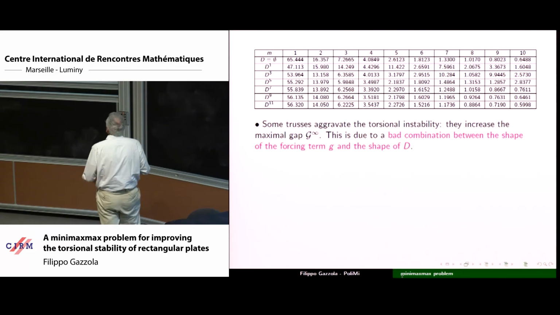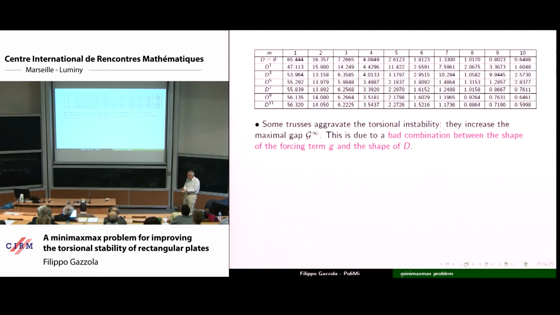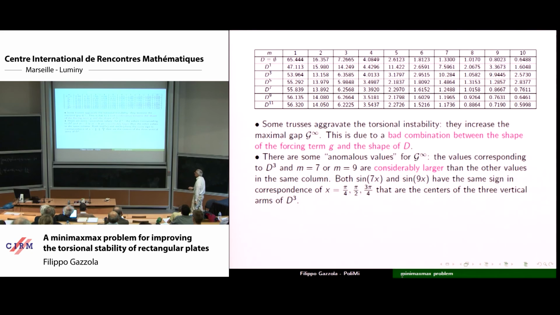Well, first of all, there are some trusses that aggravate the performance of the force. Why? Because there is a bad combination. If you strengthen only where the force, let's say, pushes upwards and not where it pushes downwards, then you will have a worse performance. It's kind of taking the absolute value. You see, if you have sign changing, they compensate. So this tells us immediately that it is not true that any truss you put, you're going to get a better performance. In particular, these two values, 10 here, you see how huge this is compared with the other ones, in particular with 1 here and 9. Why are these so large?